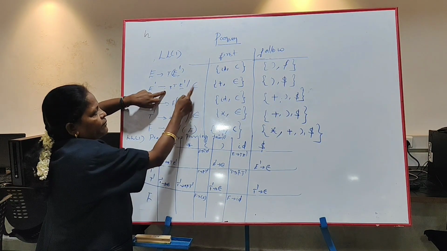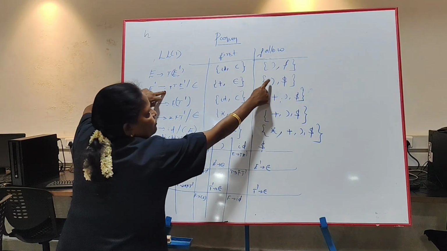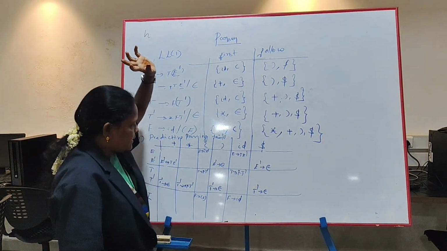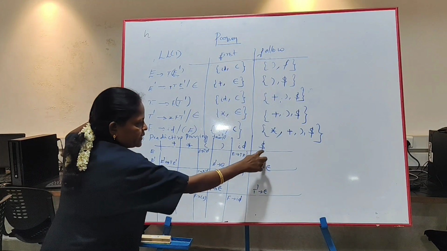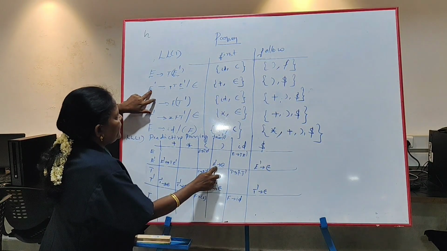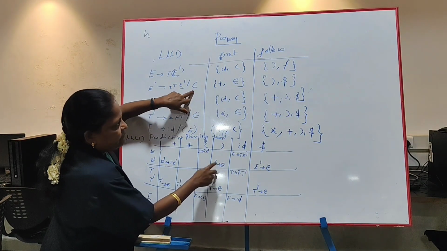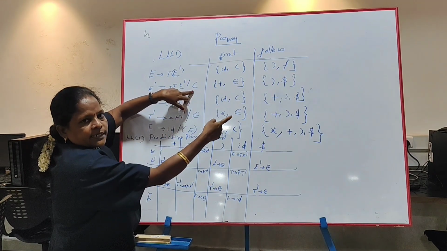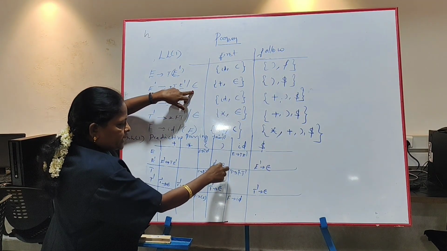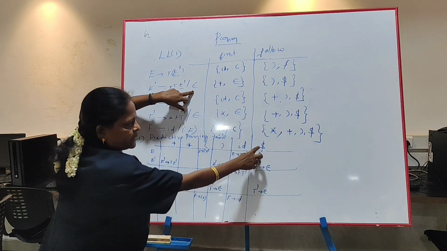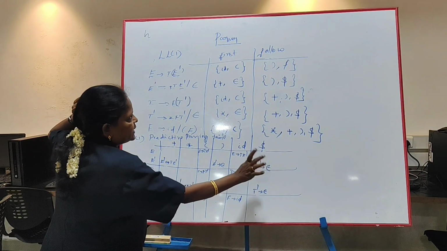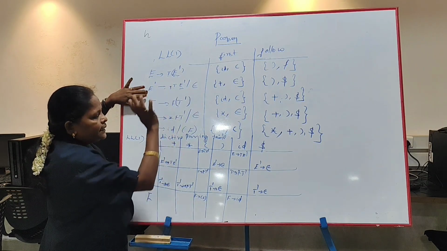So whenever I have epsilon in first, I will go for follow. In this follow, I have closing bracket as well as dollar. For closing bracket as well as dollar, I should write E dash gives epsilon, right? Whenever I have epsilon in first, only then will I consider follow. So for the symbols closing bracket as well as dollar, I should write E dash gives epsilon. So I completed E dash also.